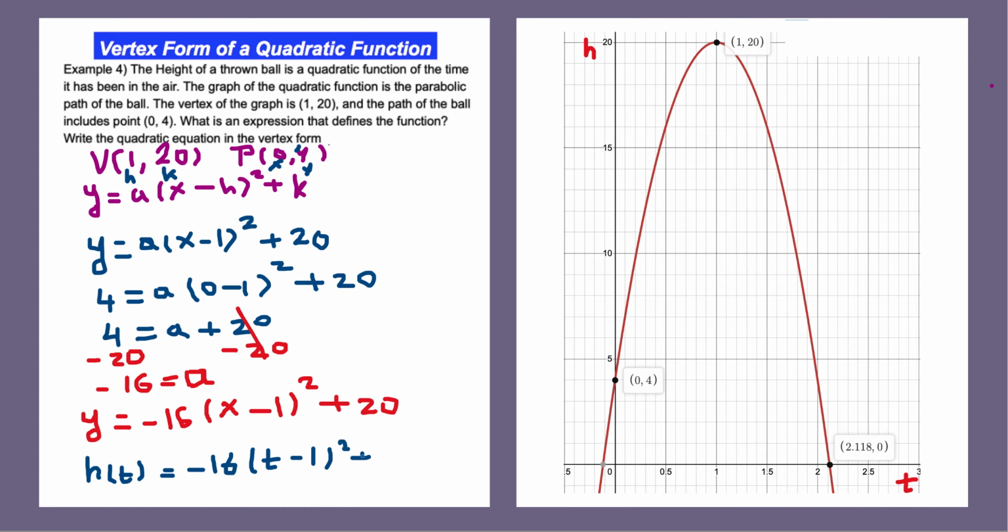If we want to write more professionally and in a fancy way, we can use this equation, h of t. But when we are finished with the equation in red, what I wrote here, y equals minus 16 (x minus 1) squared plus 20, it satisfies the equation. And here is the answer: minus 16 (x minus 1) squared plus 20. So this is the answer.